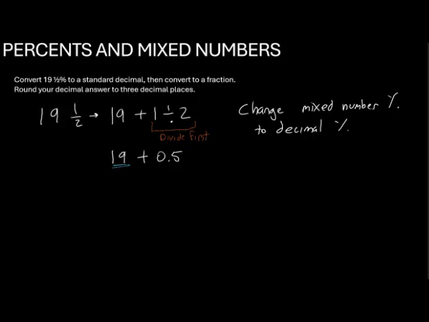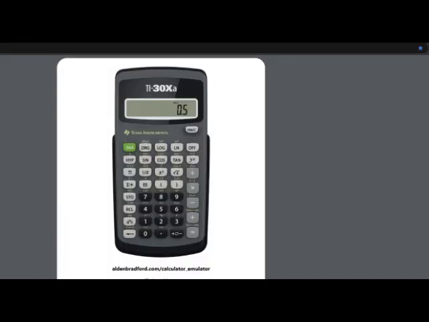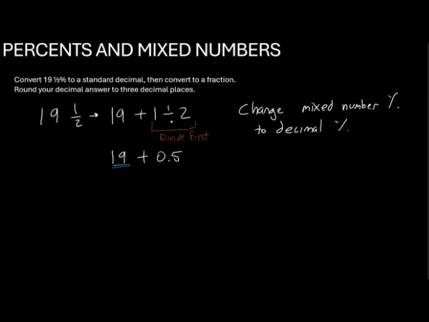Let's go back to the calculator. To our 0.5 already stored in the calculator, we'll say plus 19. When we press equals, we'll get 19.5. This 19.5 will still have a percentage sign though, because we haven't handled the percentage yet. This will be a decimal percent.